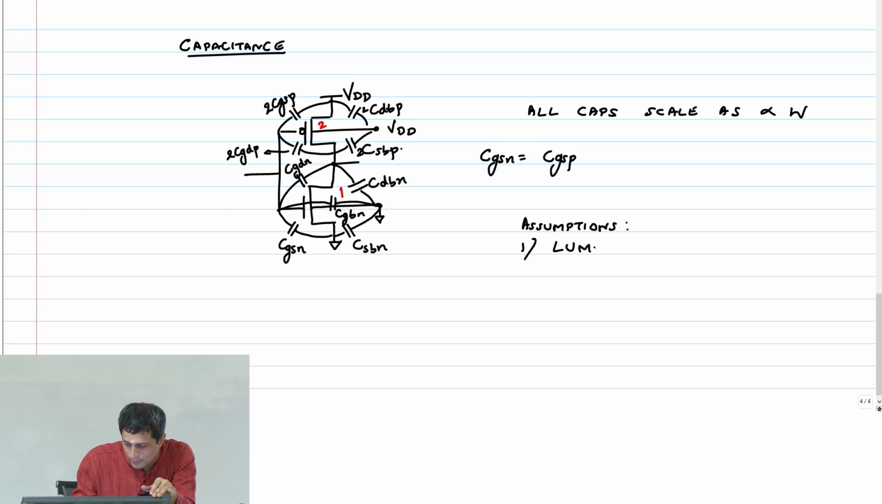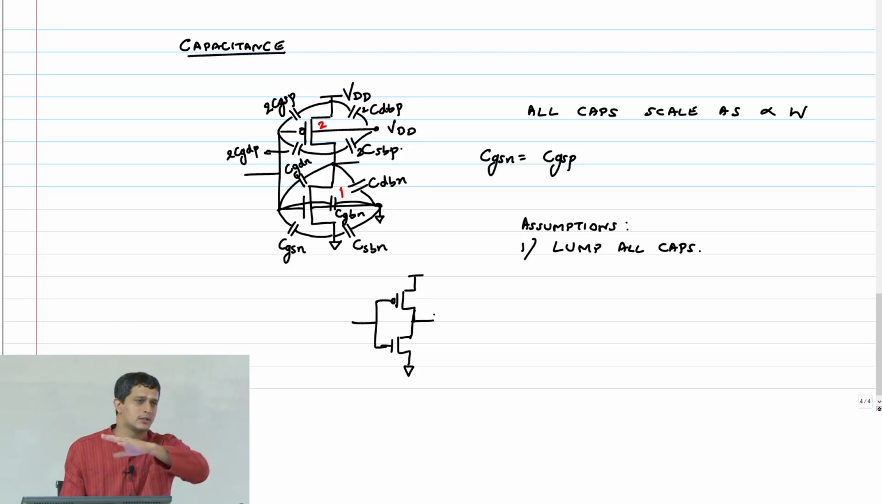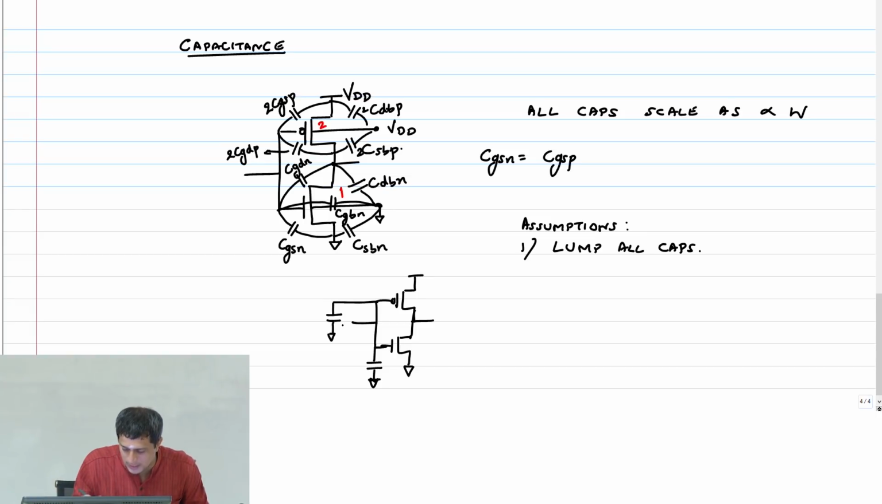I will lump all caps. First, what I mean is this CGD, I'm simply going to make it a single gate capacitance. Ideally, you have to break it up as a Miller capacitance, part here, part there, and all that. You can add all of them. I'm saying break everything and simply get a capacitance like this on the NMOS transistor. Similarly, for the PMOS transistor, I'm going to get one capacitance. I'll put the values there now.